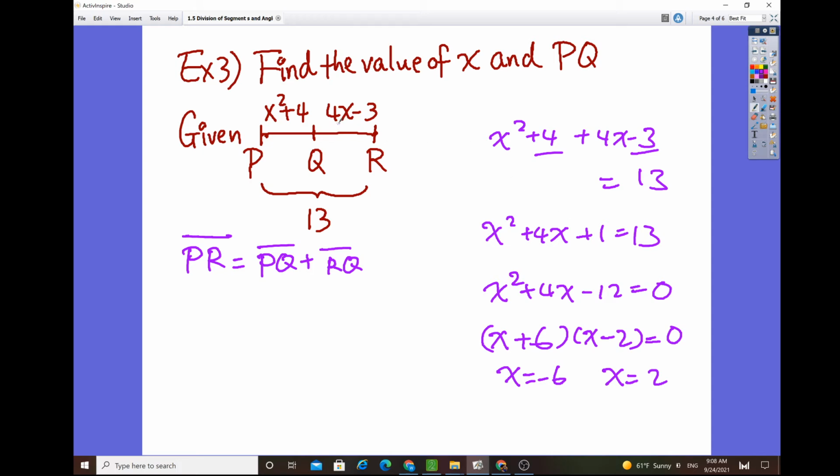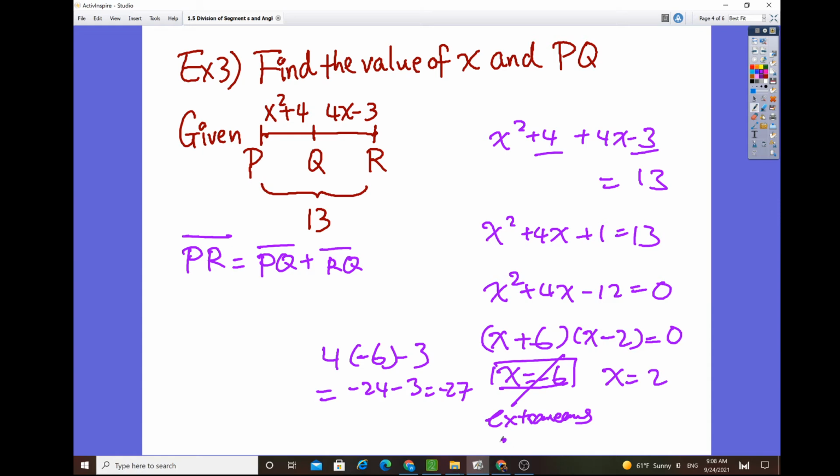A segment is always considered a positive number. There's no way this one can be negative, because when you plug in negative 6 into one of the segments, we get 4 times negative 6 minus 3, which is negative 24 minus 3, negative 27. The distance cannot be negative, so this doesn't make sense. So x equals negative 6 is the extraneous solution. Extraneous means it's an invalid solution. So the only solution we have is x equals 2.